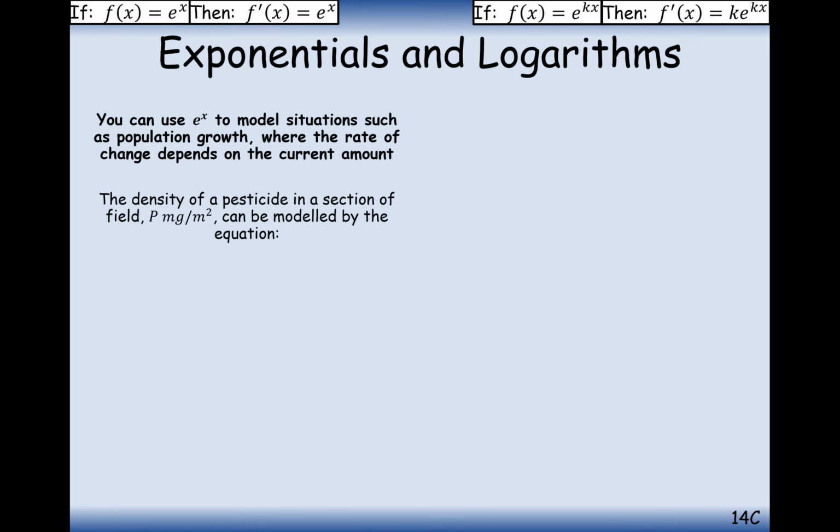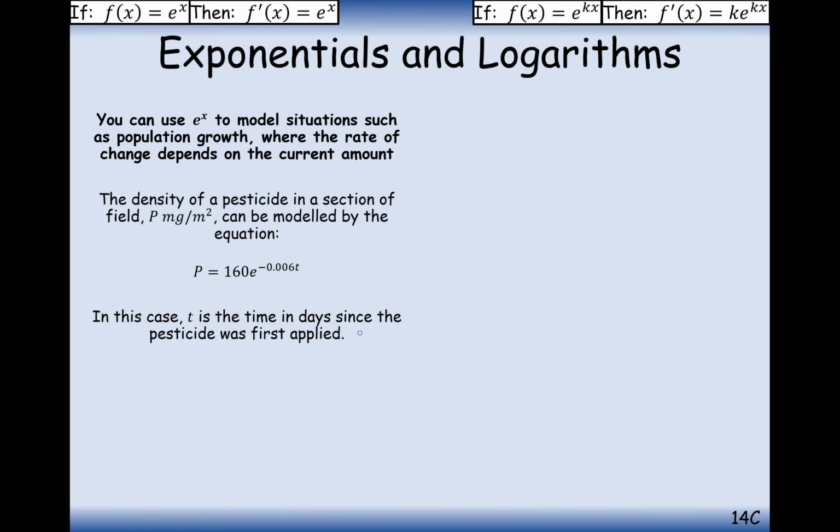So e to the x is used really commonly whenever you've got rates of change that model an exponential function. So for example here, the density of a pesticide in a section of field, p milligrams per meter squared, can be modelled with the equation p equals 160 e to the minus 0.006 t. So the rate of pesticide is going to be decreasing, I can see, because of the negative symbol here. It's going to start at 160.